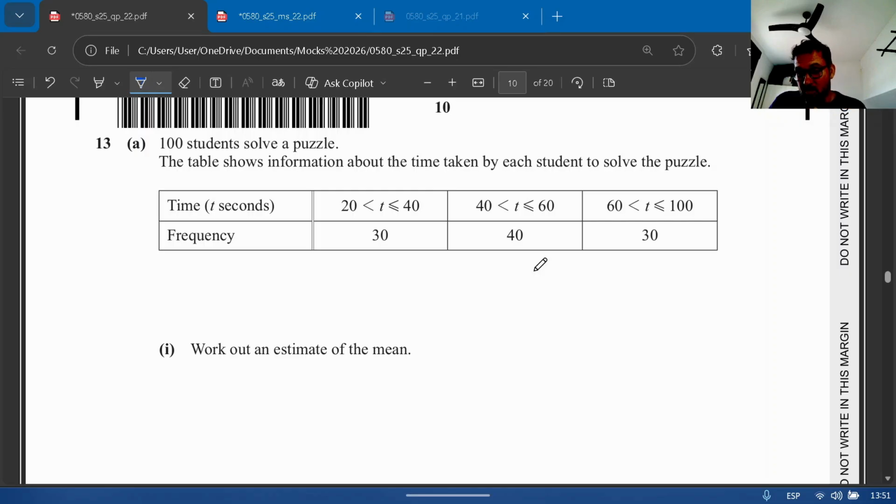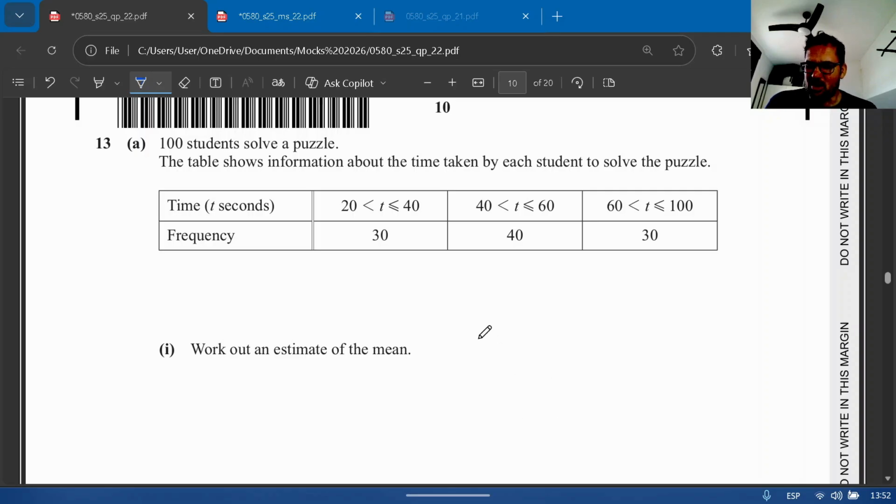100 students solve a puzzle. We got these 100 students in one room to solve a puzzle and timed them. The table shows information about the time taken by each student to solve the puzzle. So 30 students took between 20 and 40 seconds. It's not too tough a puzzle. 40 students took between 40 and 60, and 30 between 60 and 100. So all of them solved the puzzle in less than 100 seconds, but nobody did it quicker than 20 seconds. Okay, what a puzzle.